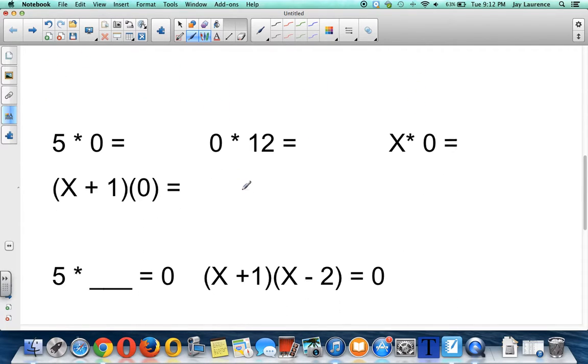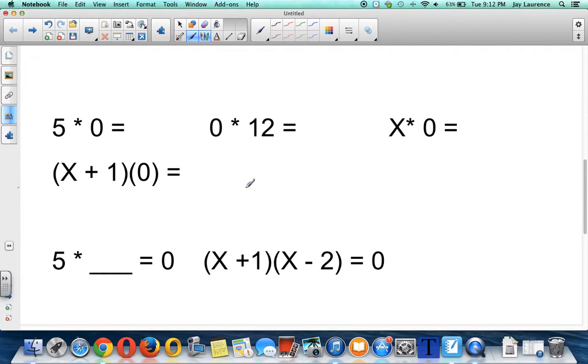All right, now we're going to change direction seemingly, but not really here. I want to know what 5 times 0 is. What's that, Allie? Yeah, you're absolutely right. Of course, it's 0. And how about 0 times 12? Jacob, come on, you know 0 times 12. Of course, it's 0. And then what's x times 0?